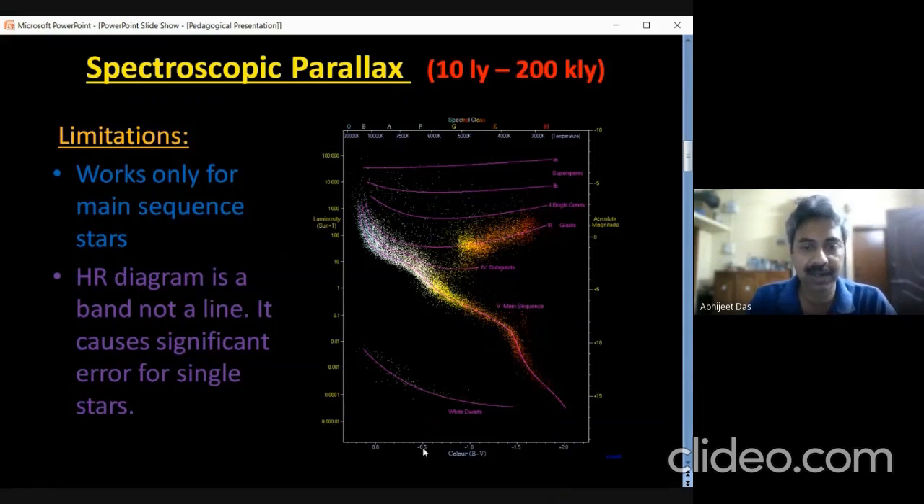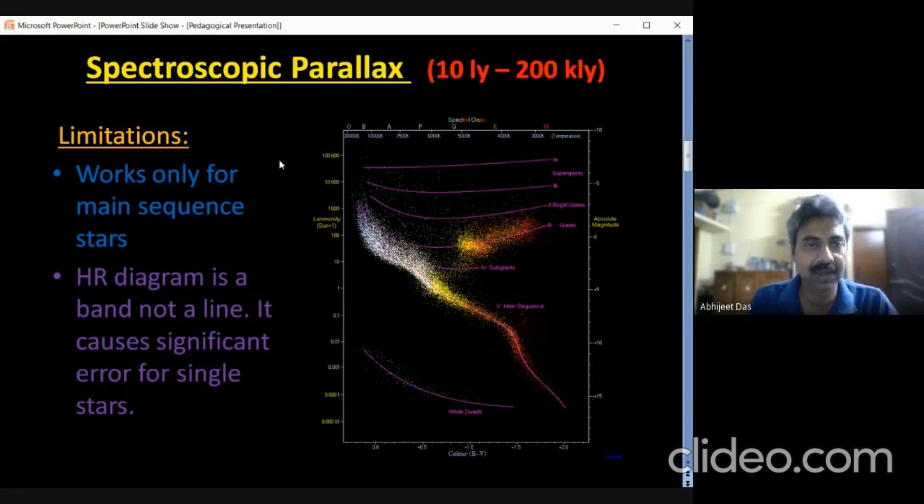Now, why does that error come? It is because the main sequence is not a line, it is a band of stars. So corresponding to a particular value of color, we have a range of luminosities, which gives rise to the error in the measurement of distance.